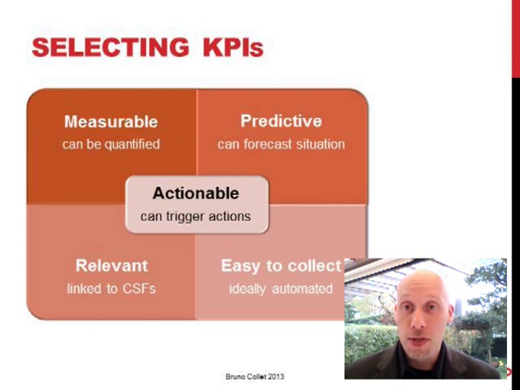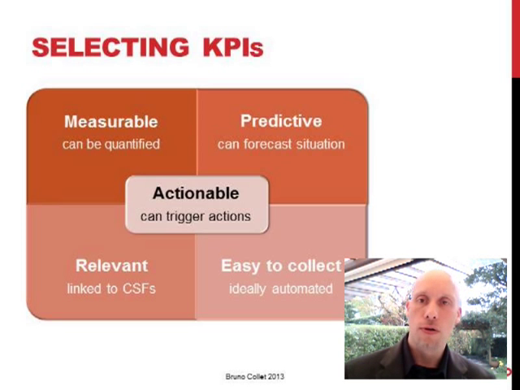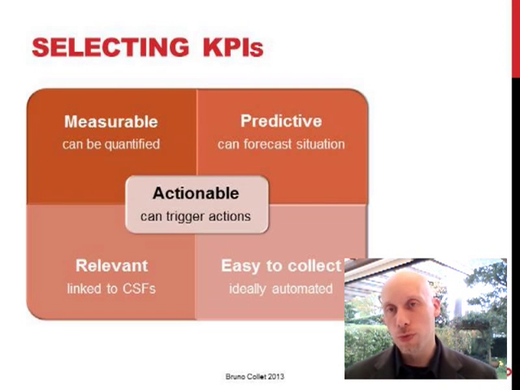How to select good KPIs. Some professionals and authors can list up to 12 criteria. Well, I try to reduce them to 5. Actually, 4 real criteria and the fifth one, actionable, is actually a consequence of the first 4. Indeed, if the 4 are true, then it's actionable too.